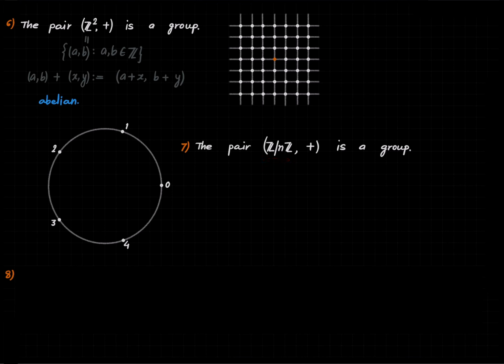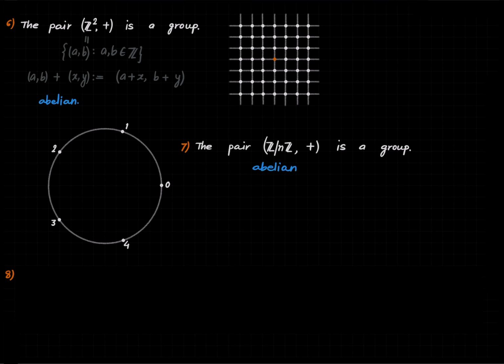What about identity? Well, the remainder class of 0 is your additive identity, or the identity of this group. And for inverses, if you have the remainder class of x, the remainder class of minus x will be the inverse of it. So the formal justification is an exercise, and this group is also abelian.